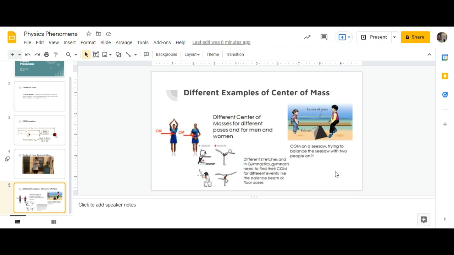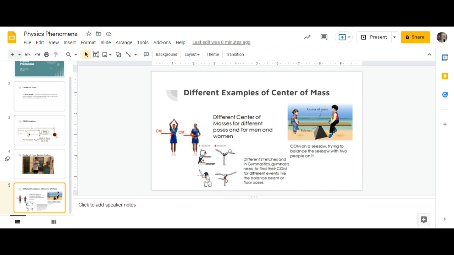Another example would be finding the center of mass on a seesaw. I remember when I was a kid, my siblings and I used to go to the seesaw, and we would try to balance the seesaw to make it straight, with two people on it.